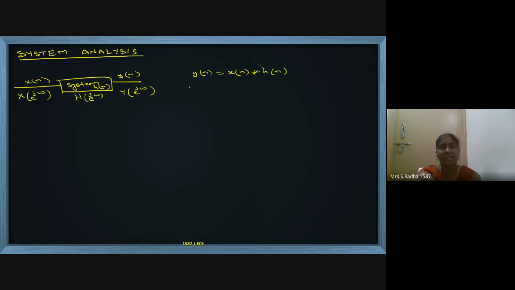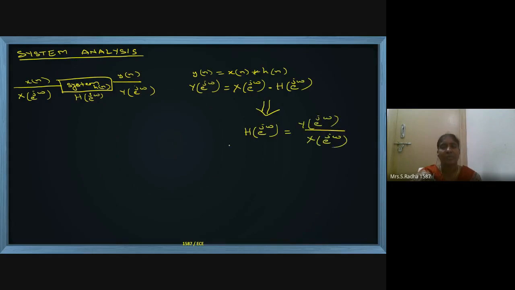System behavior, other name is impulse response. And in frequency domain, it is direct multiplication. Convolution in time domain is nothing but multiplication in frequency domain. From this, if you make H of e power j omega as subject, we will have Y of e power j omega divided by X of e power j omega. This is called transfer function. H is called transfer function or system function or frequency response.